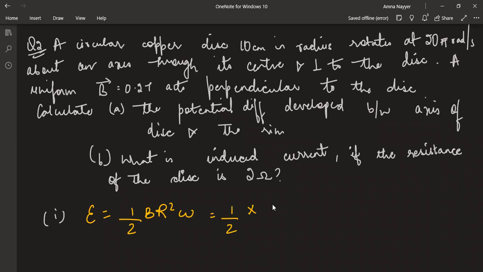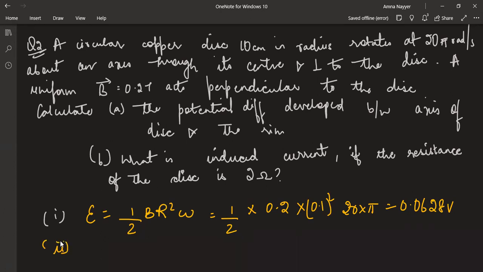Magnetic field here it is given, 0.2. R square, radius is 0.1, yes, 0.1 whole square. And omega is 20 pi. 20 into pi. When you solve this, you'll get it as 0.0628 volts.